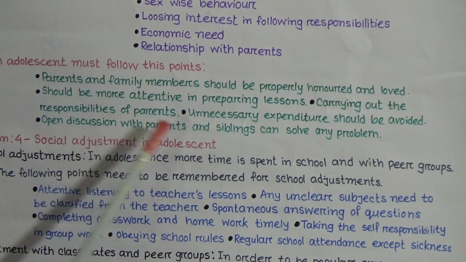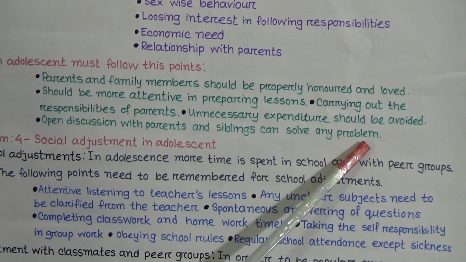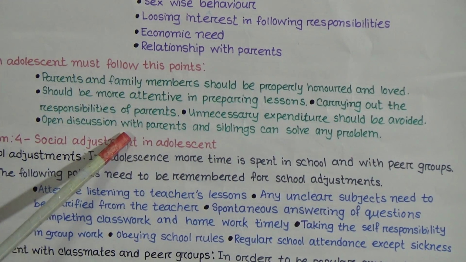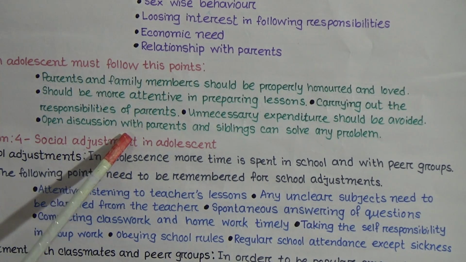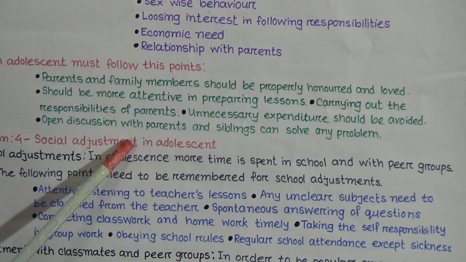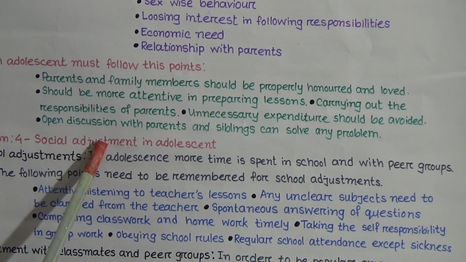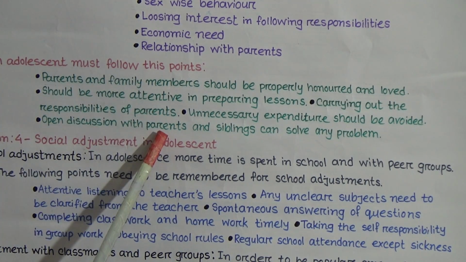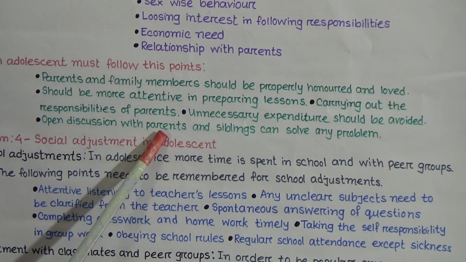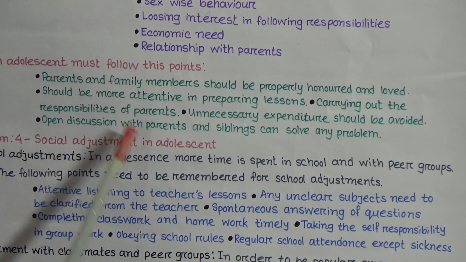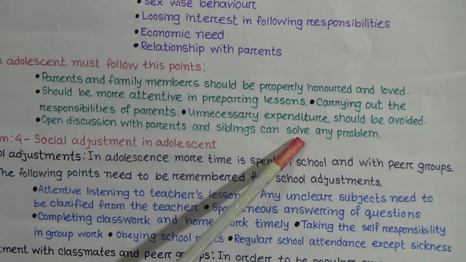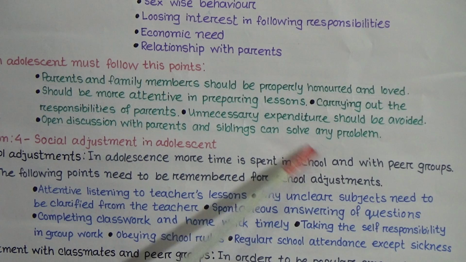Next point, open discussion with parents and siblings can solve any problem. As it is puberty time, there are so many problems that can happen with the children. So if a child discusses any problem openly with his or her parents or siblings or any family members, whether the problem is critical, it doesn't matter, the problem can be solved easily.